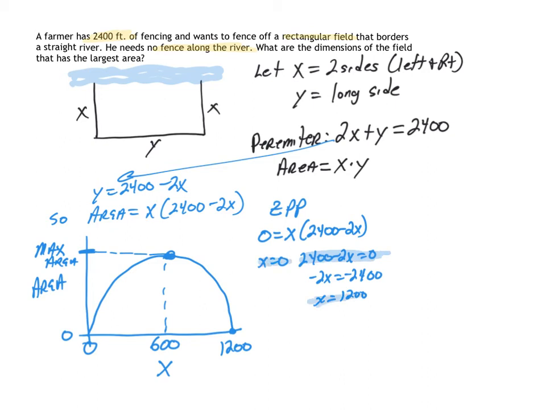That will give us the x-intercepts for this area parabola. And so now I sketched that parabola. On the horizontal axis, I got x. On the vertical axis, I have area. And my 2 x-intercepts were (0, 0) and (1,200, 0). Therefore, the max area has to be right in the middle. It has to be when x is 600.